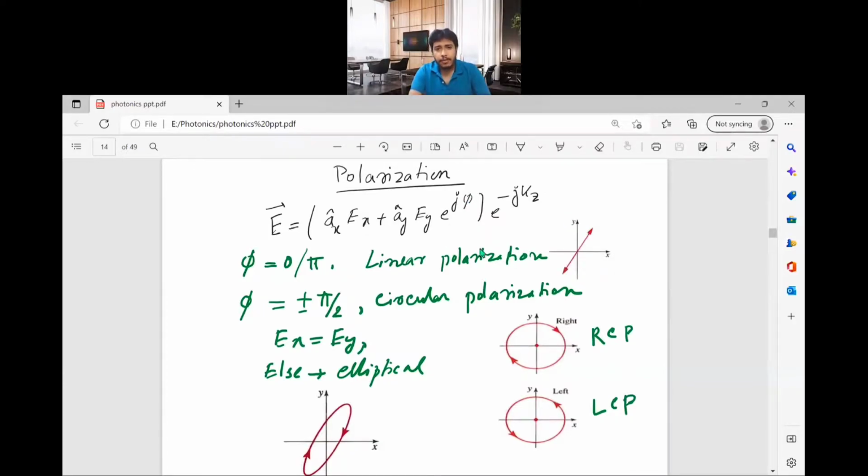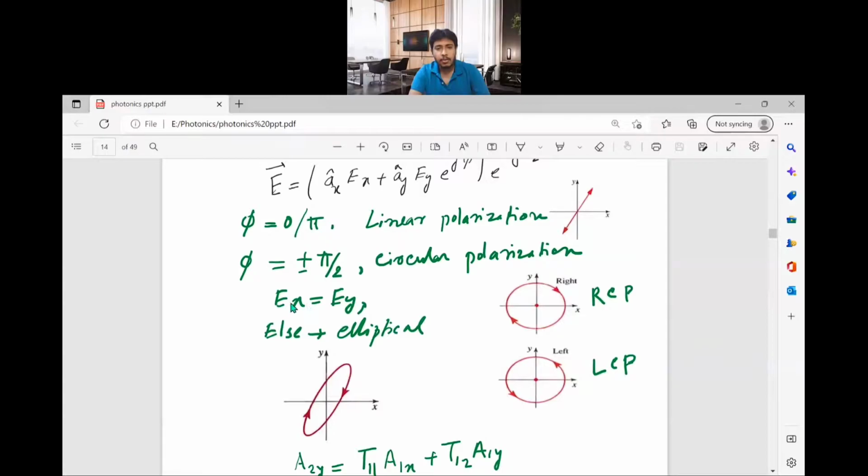So if the phase difference between these two is 0 degree or pi, we can consider this a linear polarization. Okay, so light will be linearly polarized, and if the phase difference is plus pi by 2 or minus pi by 2, we can consider circular polarization. That means the electric field vector will trace a circular path, and for linear polarization, it will trace a linear path. Okay, and if Ex equals Ey, then it will be circular, and for any other value, you will get an elliptical polarization. So the electric field will traverse an elliptical path.